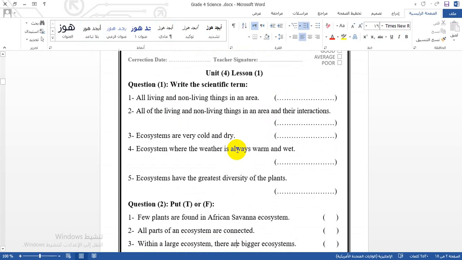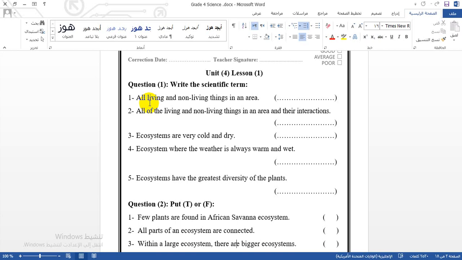Question number 1, unit 4, lesson 1. Write the scientific term for all living and non-living things in one area. If you remember, the definition is for what exactly? All living and non-living things in one area. This is the area; it explains everything that's surrounding you. By the way, living things are like what exactly? If you try to remember the living things: plants, animals, you.